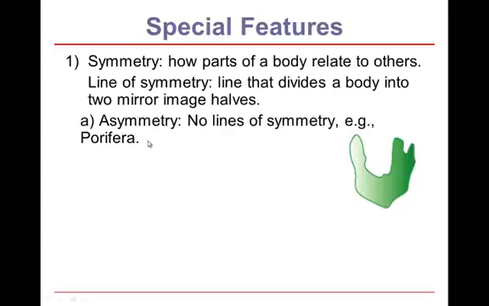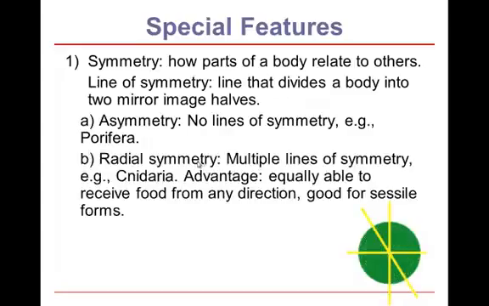An example of this would be phylum Porifera, which I know you haven't learned the phylum names yet, but you will, and Porifera is the phylum of sponges. A second possibility with regard to an animal's body is that it could have radial symmetry. Radial symmetry is when there are multiple lines or planes of symmetry that divide it into mirror image halves. An example of that would be phylum Cnidaria. This is a phylum of jellyfish. Sea anemones are found in here as well.